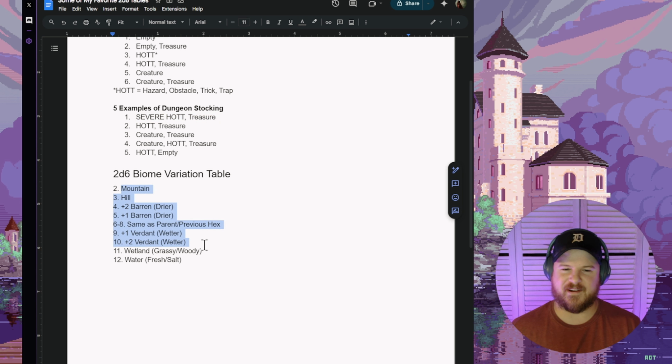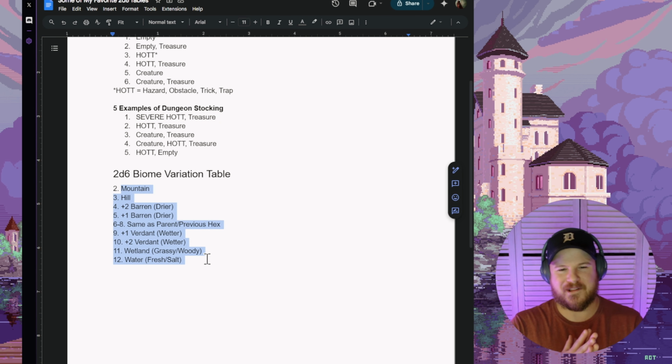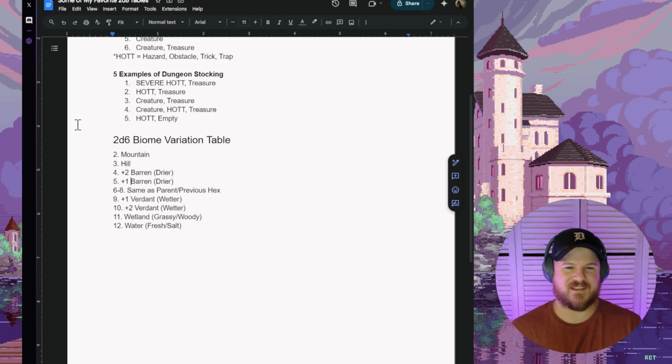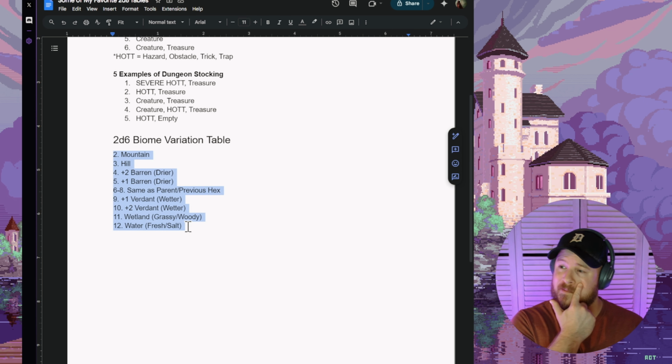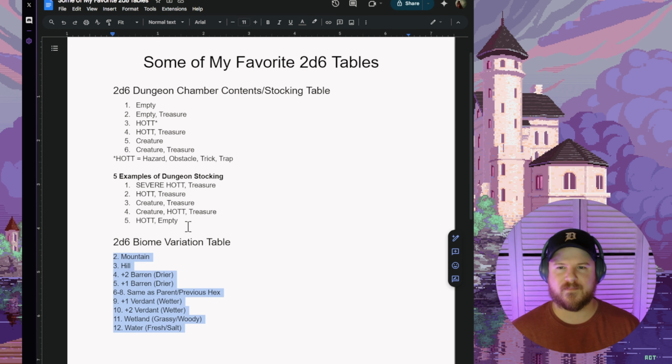Probably not the biome variation table. That's very specifically hex crawly, so you're going to have to be running a fantasy hex crawl for the most part to make use of this one. But you could be doing this for D&D, for Pathfinder, for Dungeon World, or for a whole bunch of different systems in which hex crawling is going to play a part. Then you have this table and it will work for you.